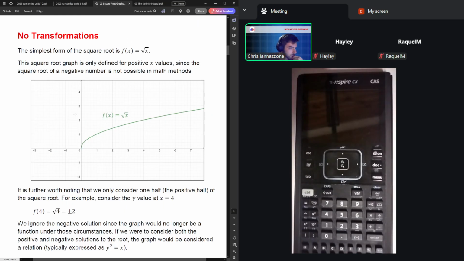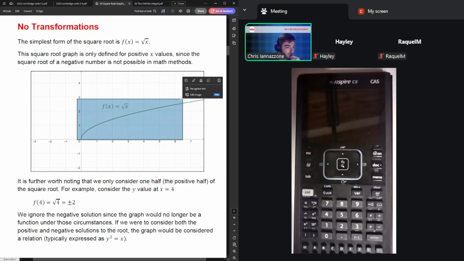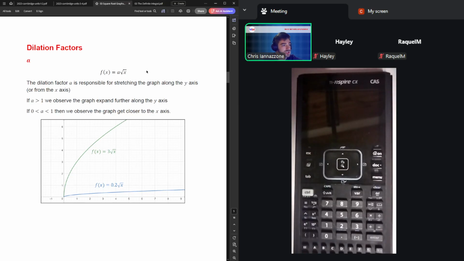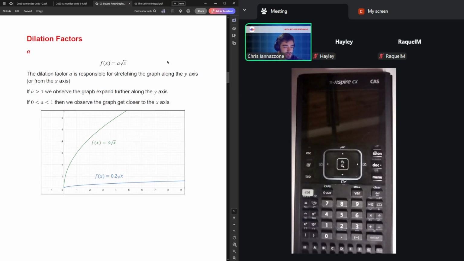Okay, where was I? Cool. So yes, square root. Just like any other function, it has dilation factors and they work the same way as they do for all the other functions. If you have a multiplier on the front of your square root, it is going to dilate or stretch it in the y direction. So when you have 3 root x, it's obviously going to climb up higher.